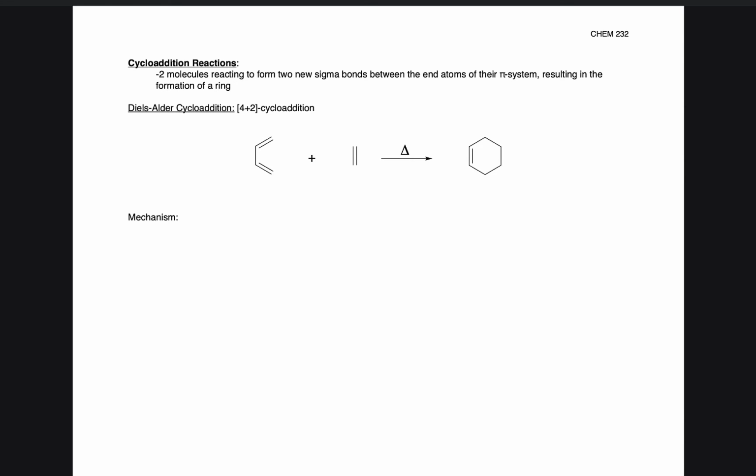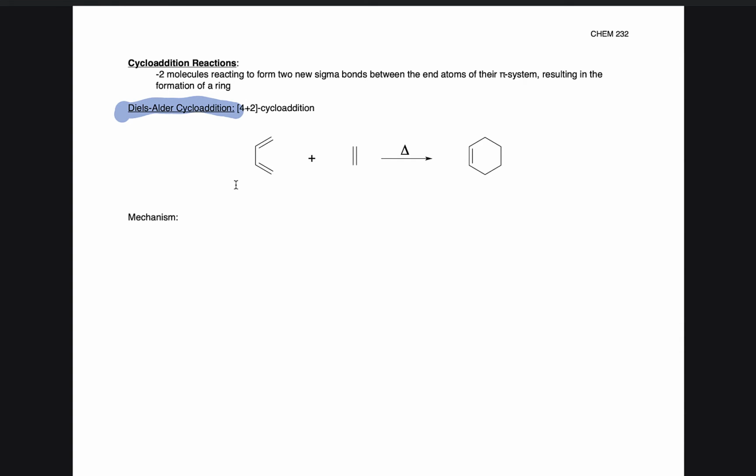So for this last video on chapter 15, we're going to look at a similar situation to what we've seen before, but we're going to be covering something called cycloaddition reactions. In particular, this reaction called the Diels-Alder cycloaddition, or a 4+2 cycloaddition. And all that's happening here is we have two different alkenes essentially reacting together to form this cycloalkene using heat. And the name 4+2 cycloaddition comes from the number of electrons, or pi electrons, involved in the transformation.